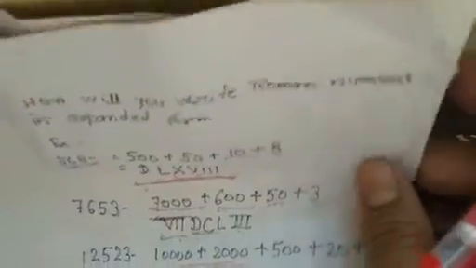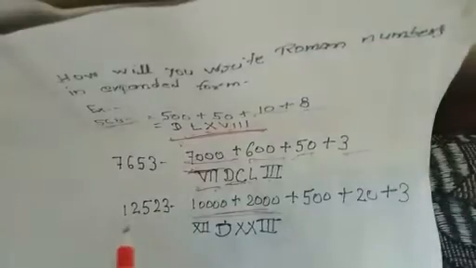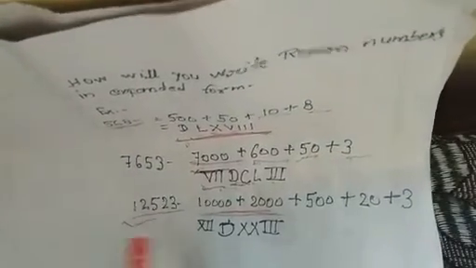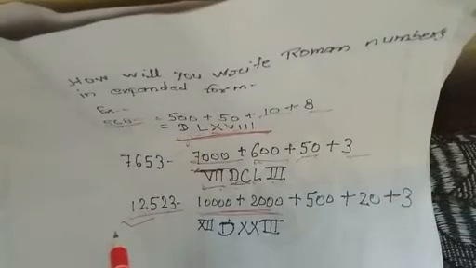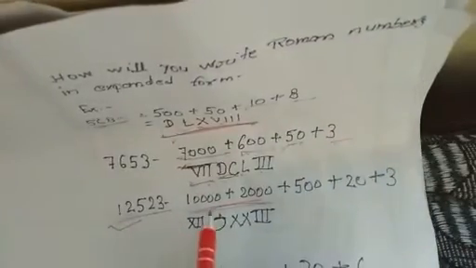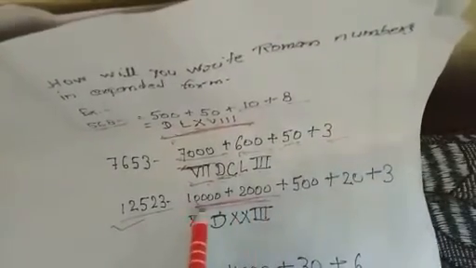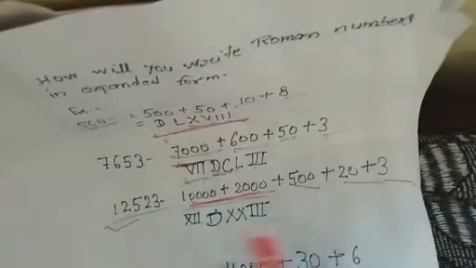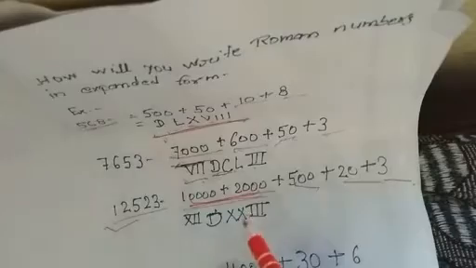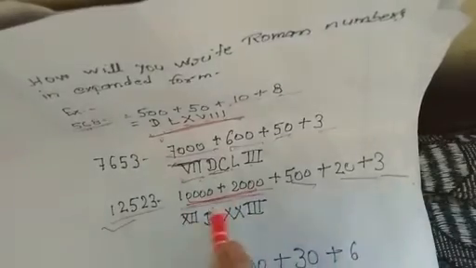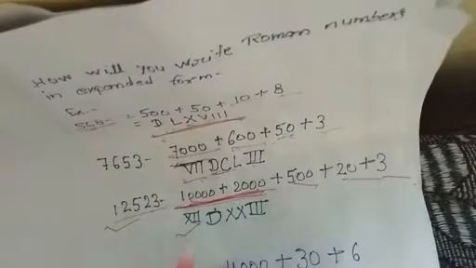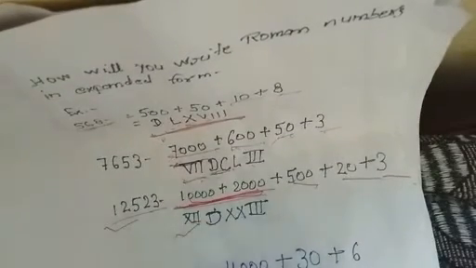I am going to tell you some other Roman numbers, just like 12,523. You see here 12,523. How will we write it into the expanded form? So at first we write expanded form 12,000 plus 500 plus 20 plus 3. Then we are going to convert it into the Roman number. So what is the Roman numeral of 12? X double I, Roman number of 12, okay.